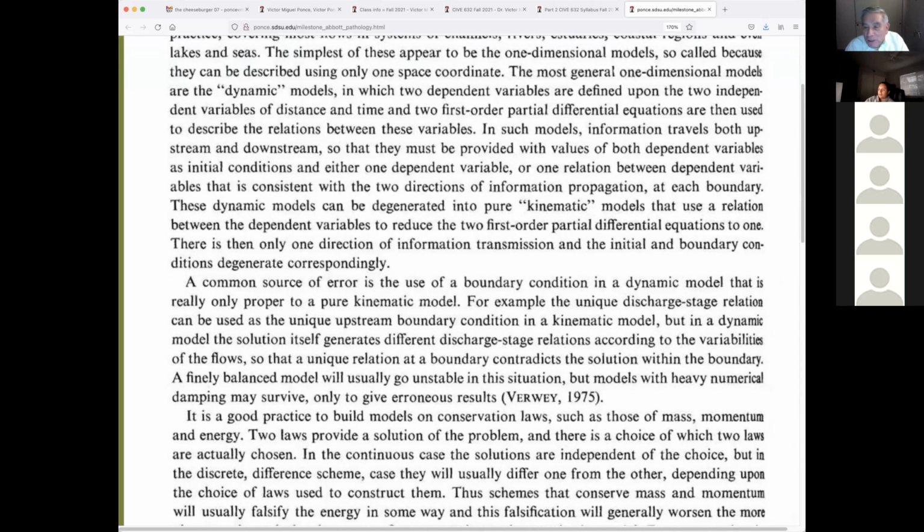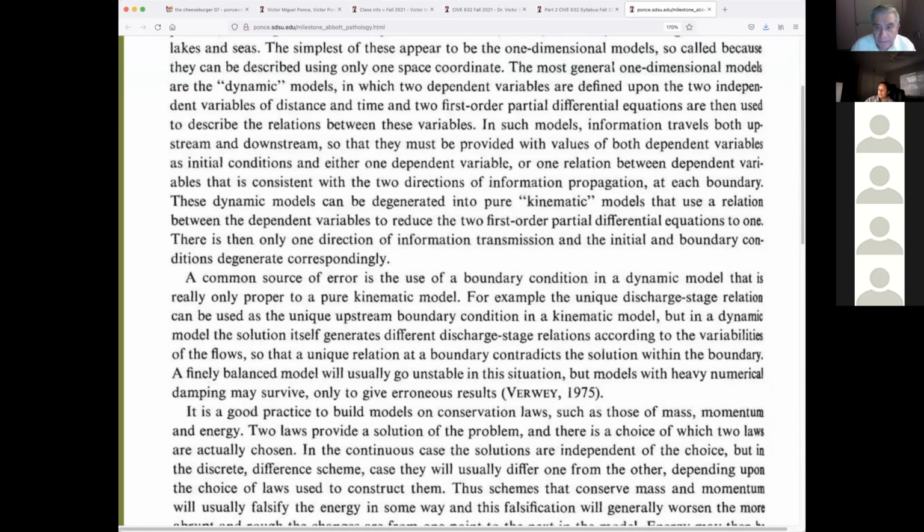Degenerate into pure kinematic models that use a relation between the dependent variables to reduce the two first order equations to one. So with a first order equation, there is only one direction of propagation. So he's correct. I agree with the statement. It's correct, but the use of the word degeneration is too strong in here and not justified.